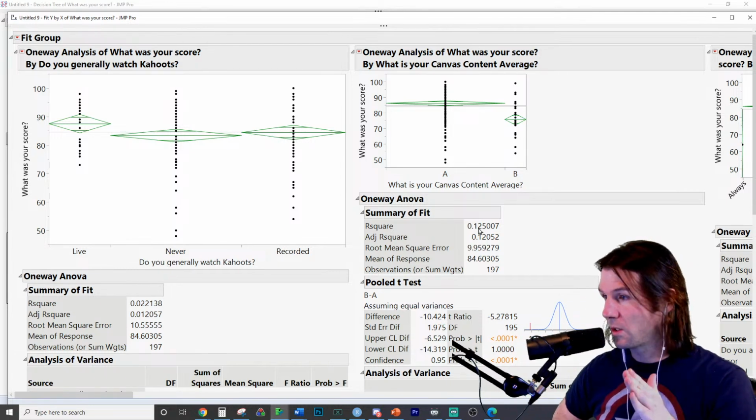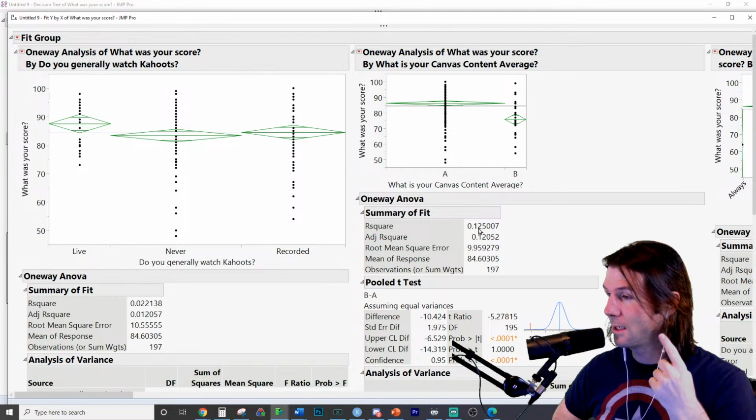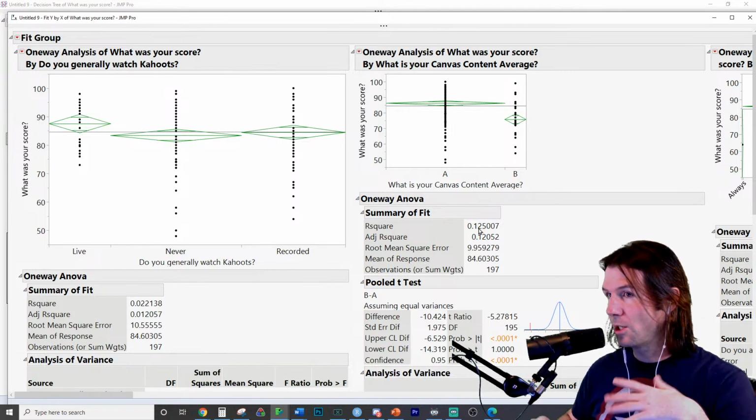Number one thing, do those Canvas content. Know the Canvas content, do the Canvas content. Number two, check out the Kahoots.